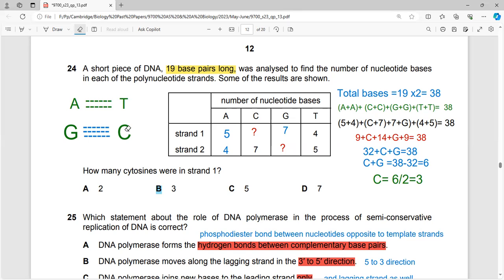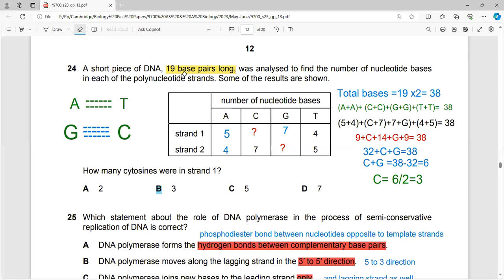So according to this concept, you can fill this in the table. What about the cytosine? We cannot fill it here. Why? Because we don't have the value of the guanine in strand 2, and the value of the cytosine we cannot have in strand 1. So we need to identify this value. Now the question examiner is asking how many cytosine were in strand 1. Now you need to calculate that.